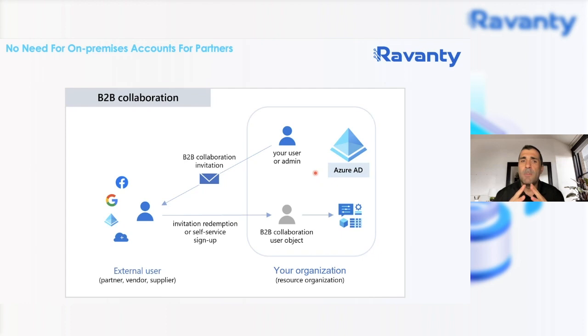Now, we also talked about B2B collaboration and collaborating with external partners. So when you have an on-premise environment, you have to kind of, as an admin, control all these capabilities.